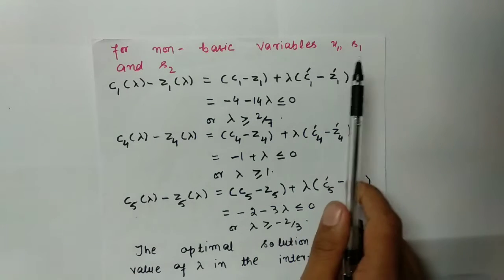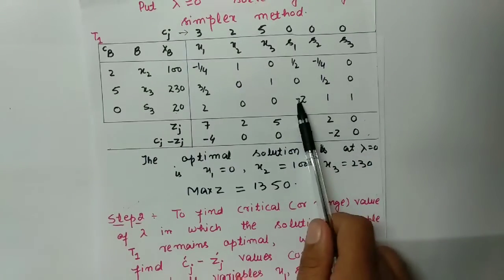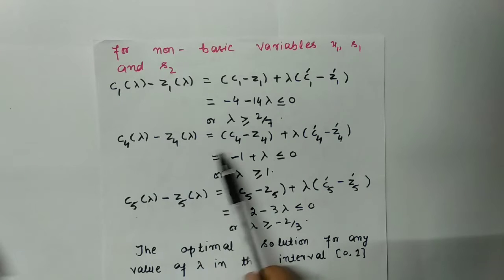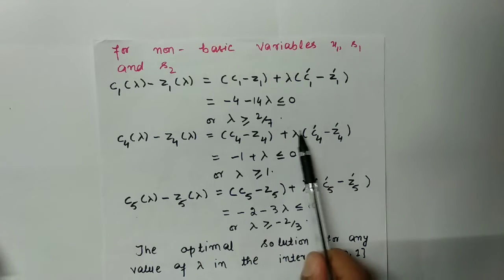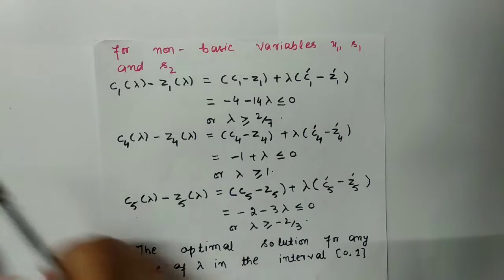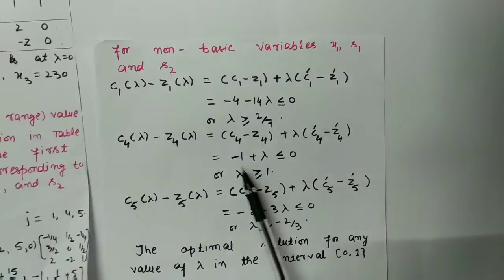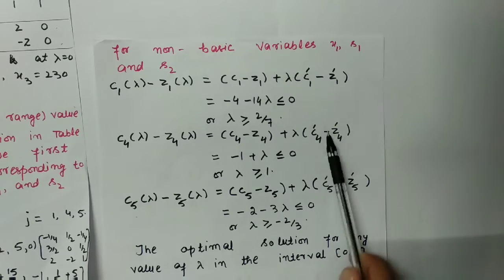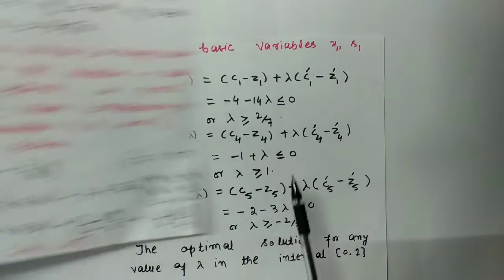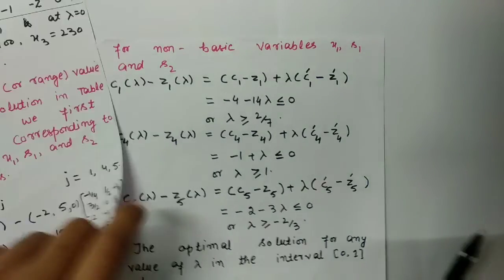Now for the variable s1, which corresponds to the fourth column, I will find C4 lambda minus Z4 lambda, which is equal to C4 minus Z4 plus lambda times C dash 4 minus Z dash 4. Now C4 minus Z4 is minus 1. So I have written here minus 1 plus C dash 4 minus Z dash 4 corresponding to S1, I had here 1, so I will write 1. And after simplifying, I will get lambda greater than or equal to 1.